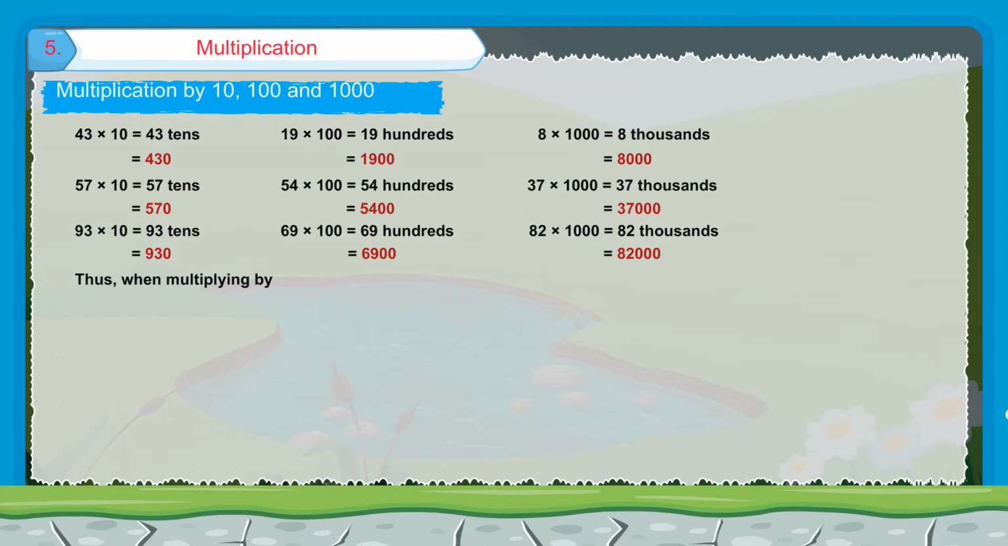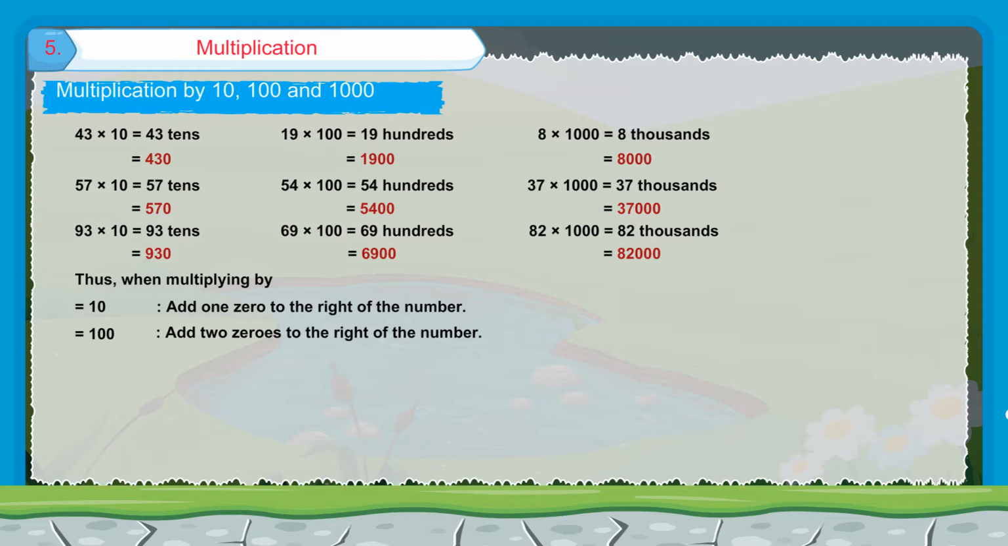Thus, when multiplying by 10, add 1 zero to the right of the number. When multiplying by 100, add 2 zeros to the right of the number. When multiplying by 1000, add 3 zeros to the right of the number.